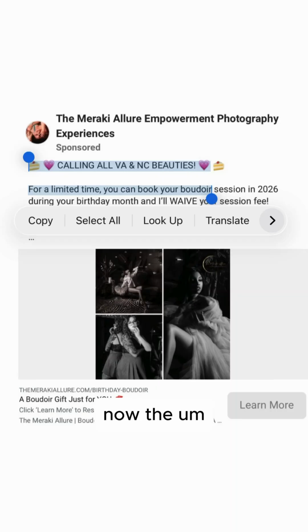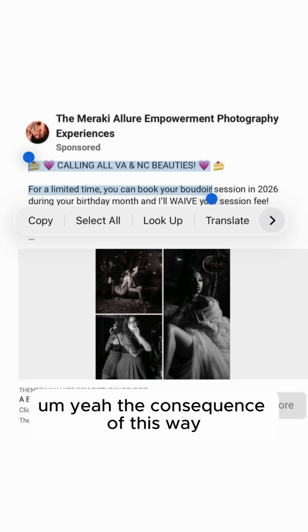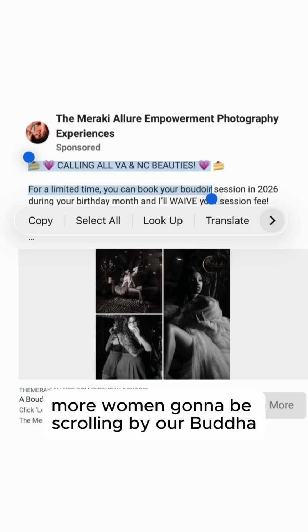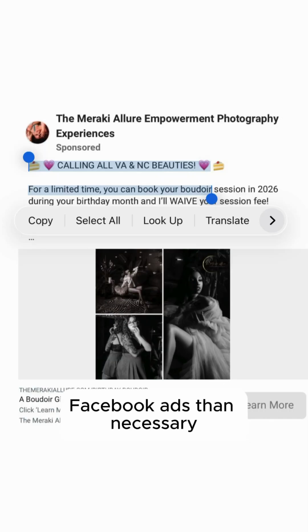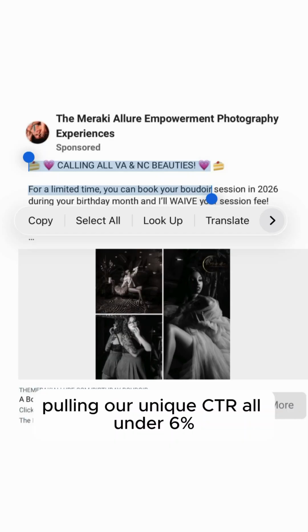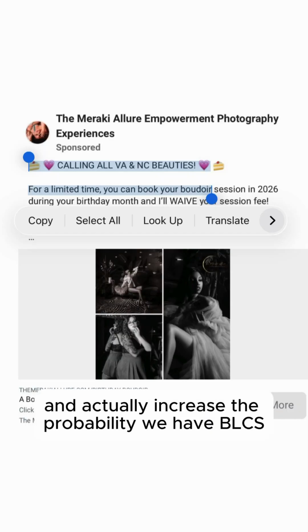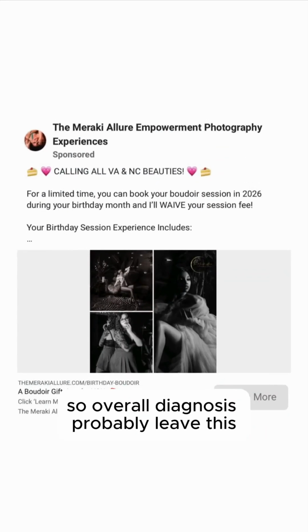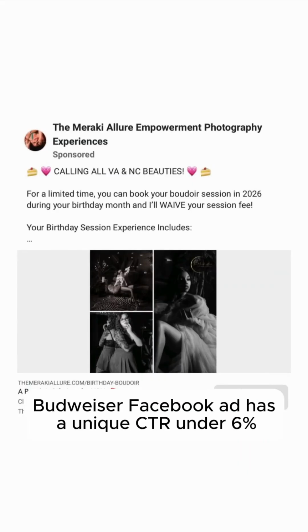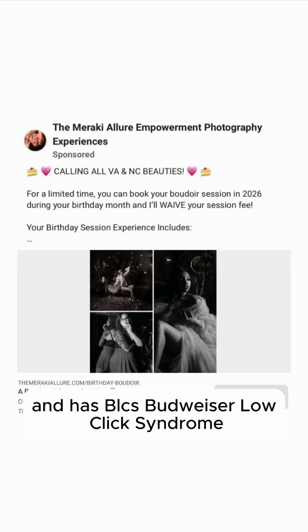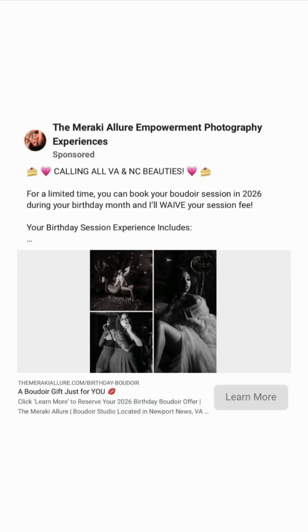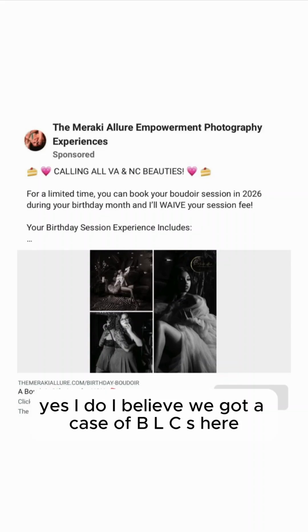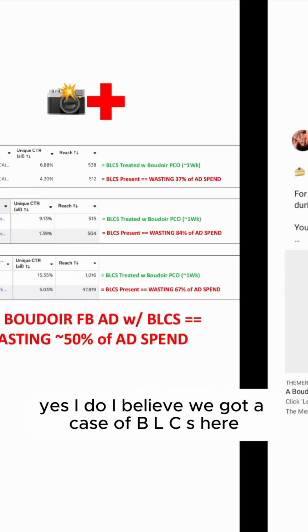Now, the consequence of this, way more women gonna be scrolling by our boudoir Facebook ads than necessary, pulling our unique CTR under 6%, and actually increasing the probability we have BLCS, aka boudoir low click syndrome. So overall diagnosis, probably believe this boudoir Facebook ad has a unique CTR under 6% and has BLCS, boudoir low click syndrome. Yes, I do. I believe we got a case of BLCS here.